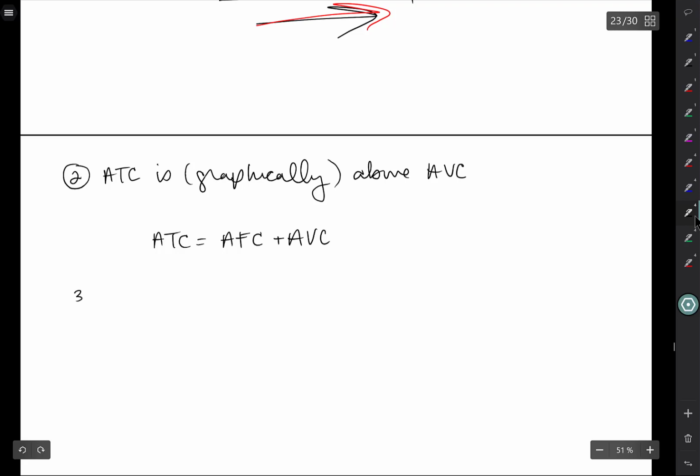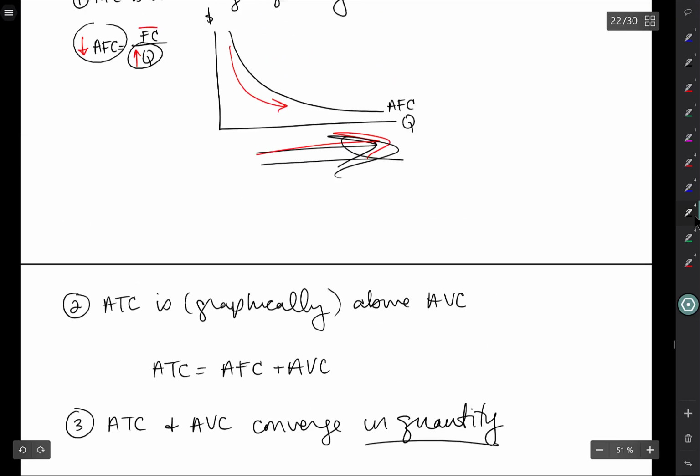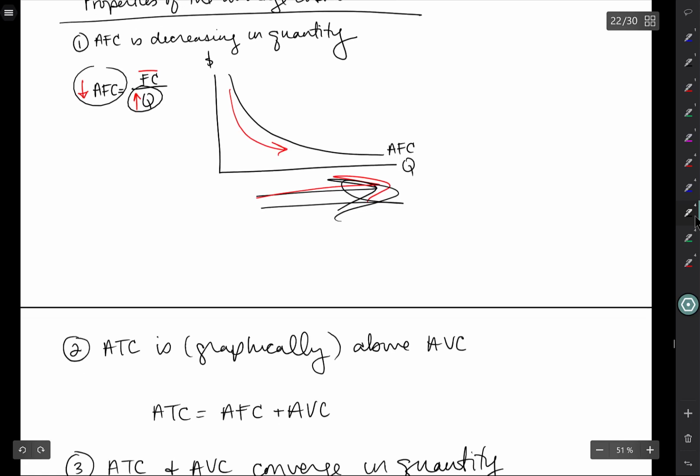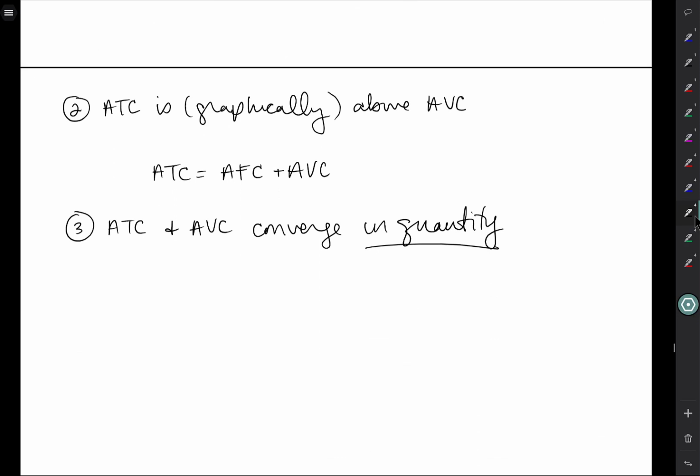Number 3, let me think. Number 3, here we go. ATC, average total cost, and average variable cost converge in quantity. So anytime I say in quantity, it's this: as quantity goes up, that's what I mean by in quantity. Average fixed cost is decreasing in quantity. As quantity goes up, average fixed cost goes down. So ATC and AVC converge in quantity. That's the third one. Let's layer on the fourth one, and then we'll combine all 3 and draw them.